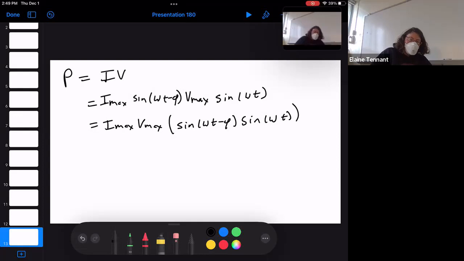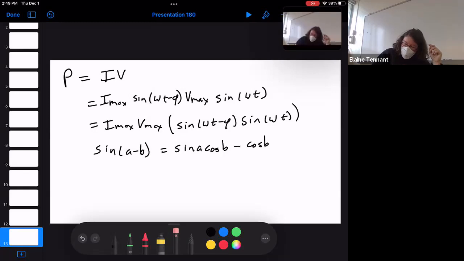We're going to think way back in our heads, and we're going to pull out some trig identities. The trig identity that we are going to pull out is that the sine of A minus B equals the sine of A cosine of B minus cosine of A sine of B.